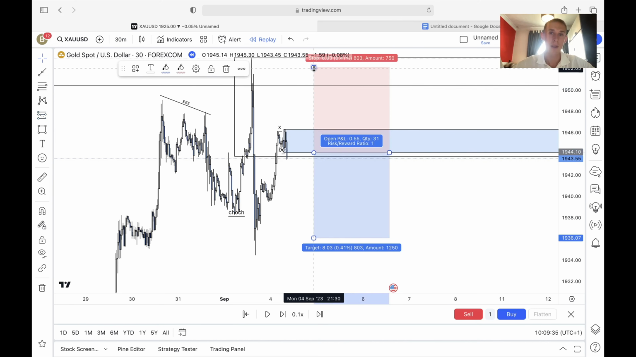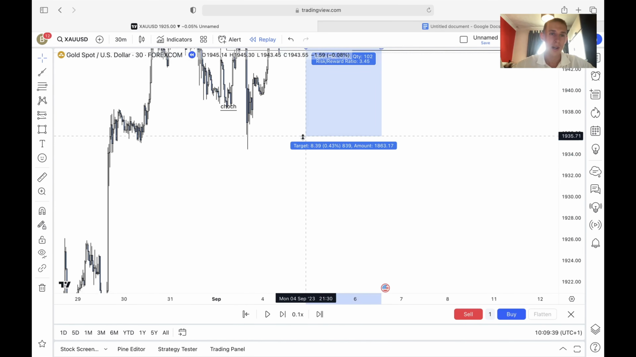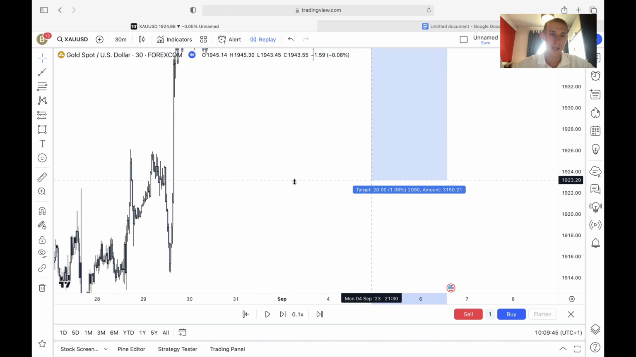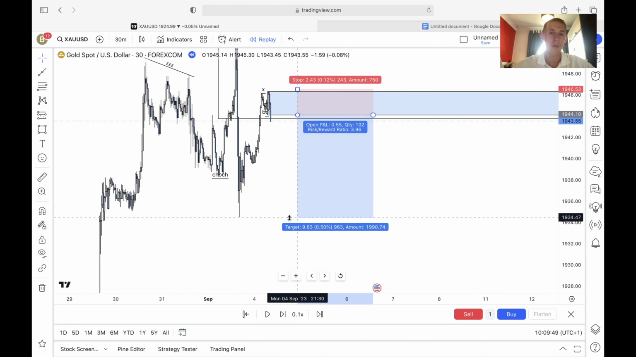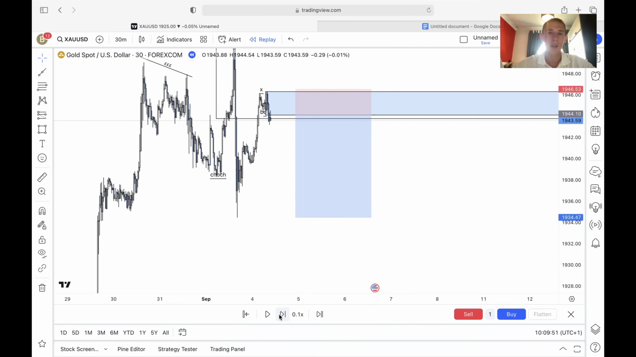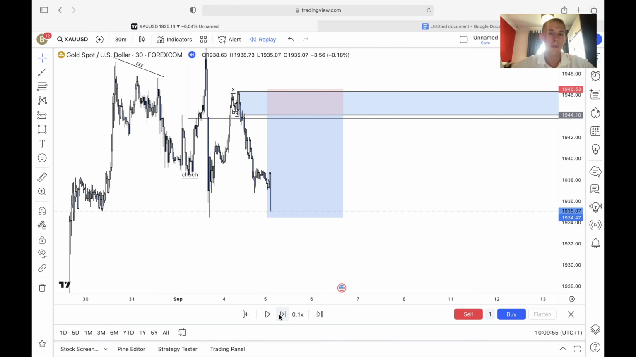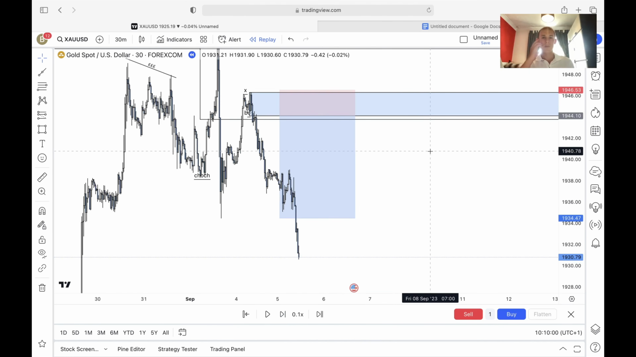So if we set a limit just there, stops just above, we can target maybe just this low, or you could also target this imbalance down here, or wherever you want to target. But for me, 1 to 4 is more than enough, so we're going to go for that. Tapped in straight away, and there we go. So these were 2 perfect examples of when the strategy works.